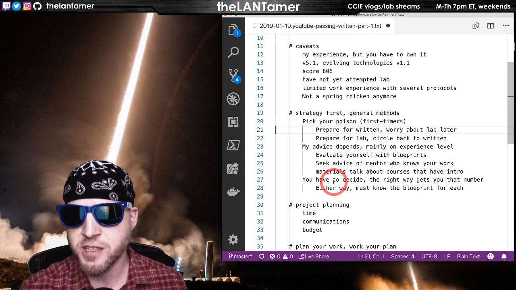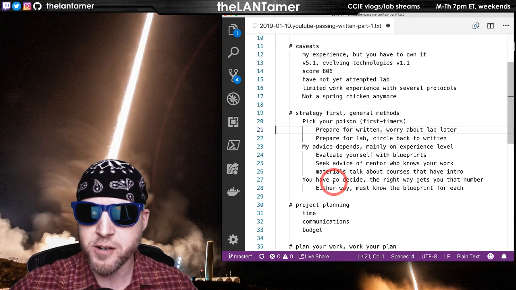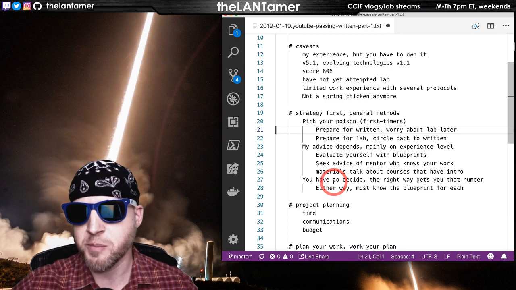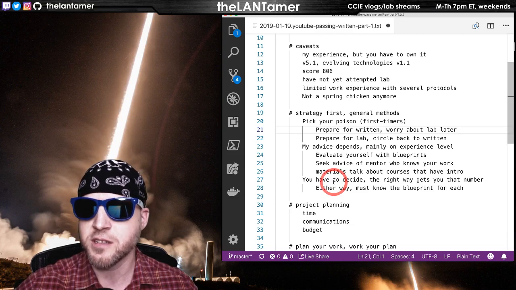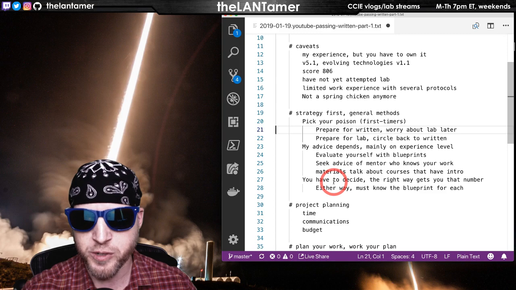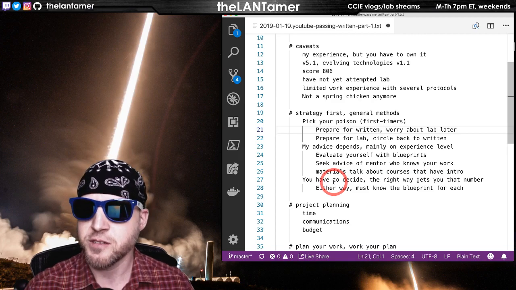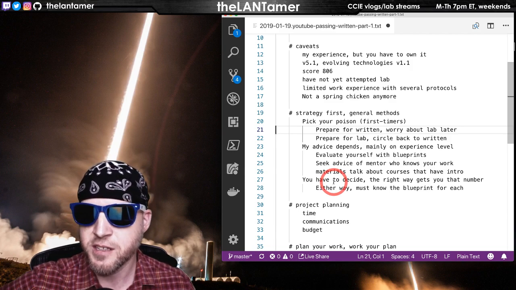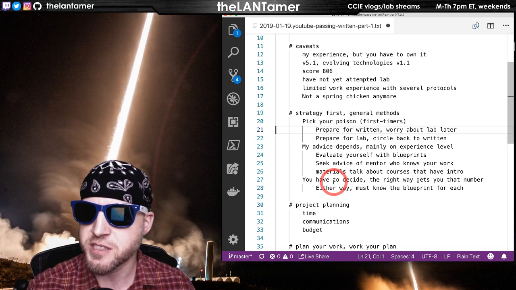The other approach is to prepare for the lab. In other words, prepare to pass that CCIE lab, learn the topologies, learn the technologies, learn the protocols for the lab blueprint, and learn them well to the point where you're reasonably confident that you're prepared to do a lab exam. And at that point, you circle back to the written and cover the written topics that are not in the lab. And there are advantages and disadvantages to each.